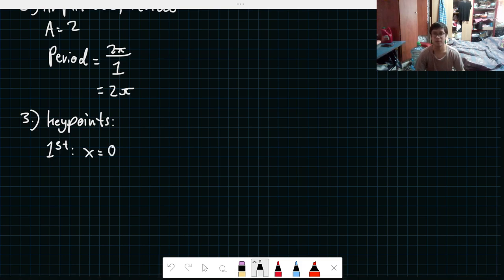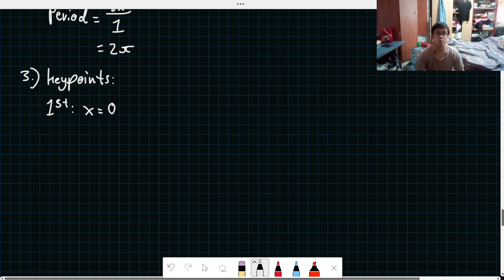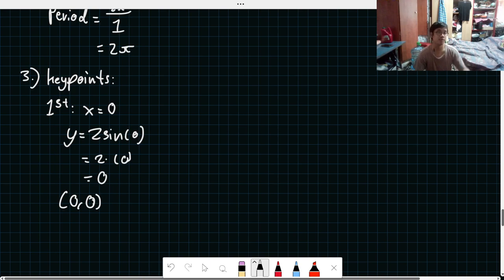Now that you found your x as 0, substitute it in this function so we can get its y value, or output. So y is equal to 2 times sine of 0. Sine 0 is 0, so 2 times 0 gives you 0. Hence, your first key point is (0, 0). That's one. Now let's find the other key points. Remember, there are 5 key points. Now let's go to the second key point.